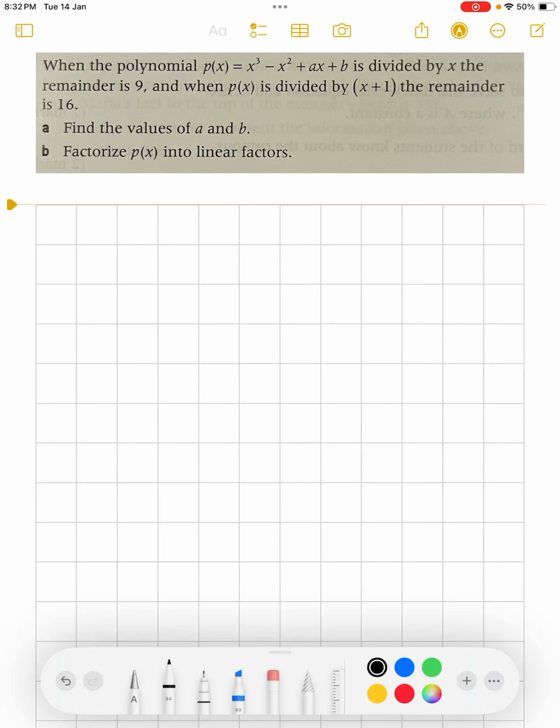Well, thank you for joining me on this question. We're going to be looking at remainder theorems and factor theorems. Now, just a little bit about a remainder theorem.